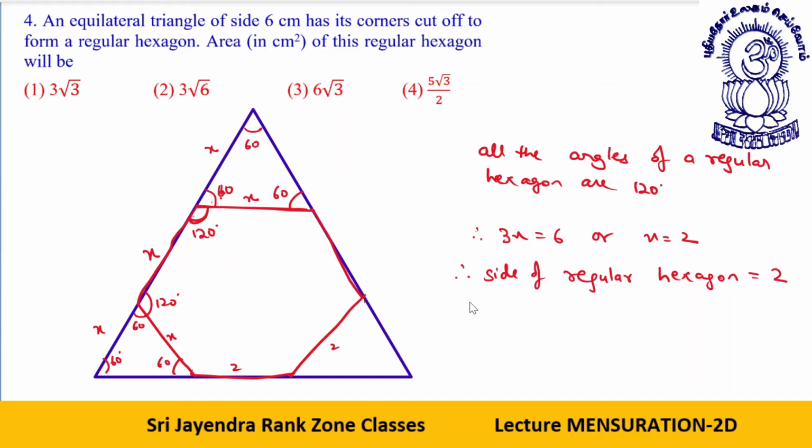Therefore, the area of this regular hexagon will be 3 root 3 by 2 into a square, or 3 root 3 by 2 into 2 into 2. The 2 and 2 cancel, so this gives me 6 root 3. Option number 3 is your answer. You can have a look over it if you want. I'm giving you a bit of time.